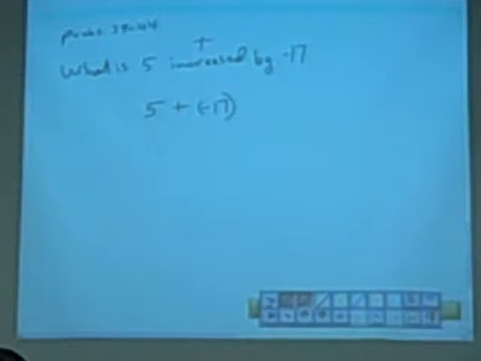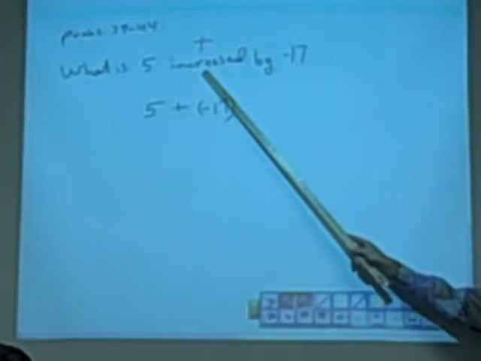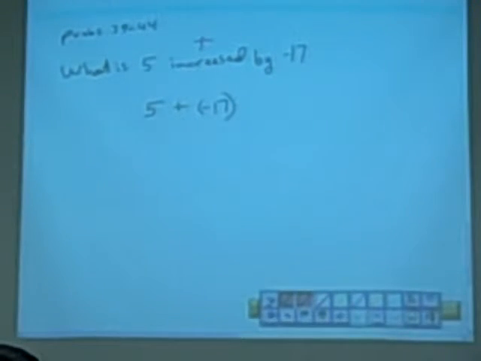And the problem that students have is they'll see increase, oh, add, and they'll put 5 plus 17 instead of 5 plus a negative 17. Okay, so you want to look at it that way. Now we see, okay, we're going to subtract, so positive, we're going to subtract 5 and 17, it's going to give us a what? Negative 12.